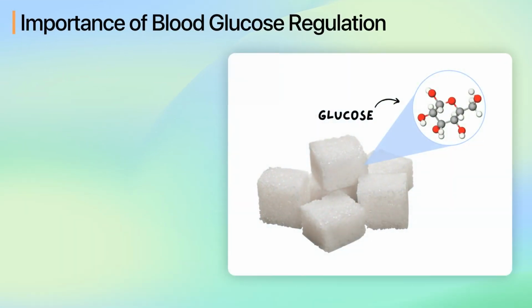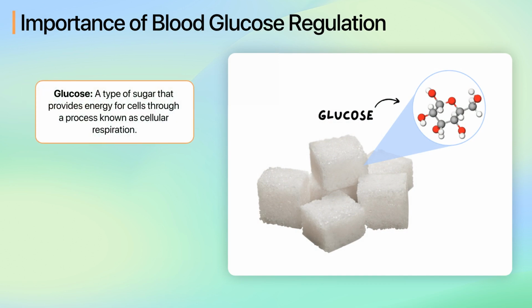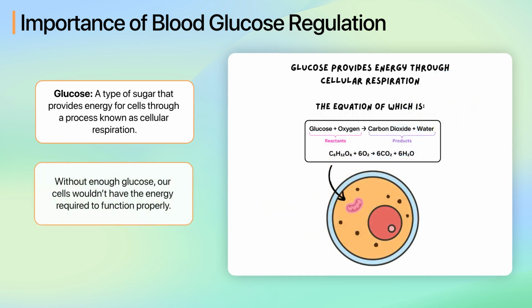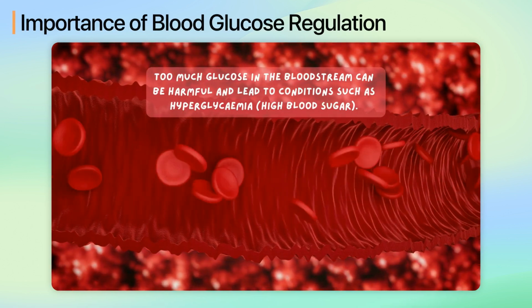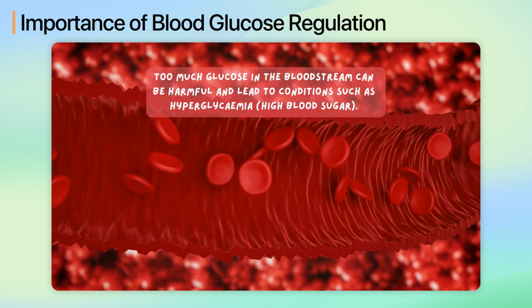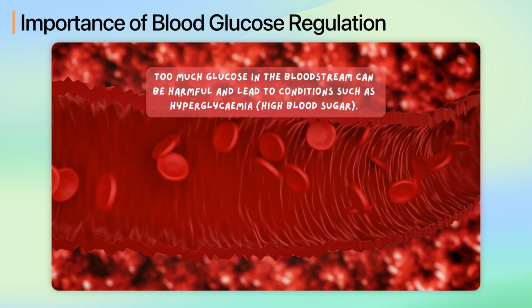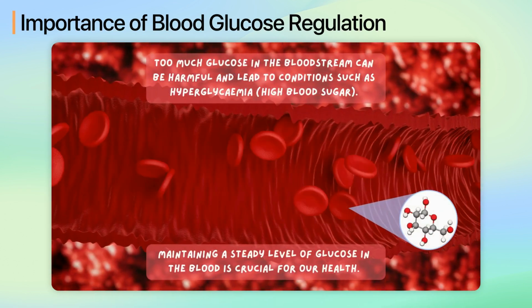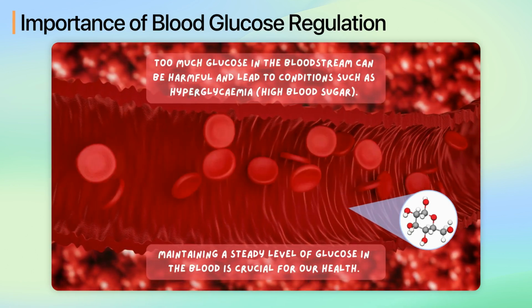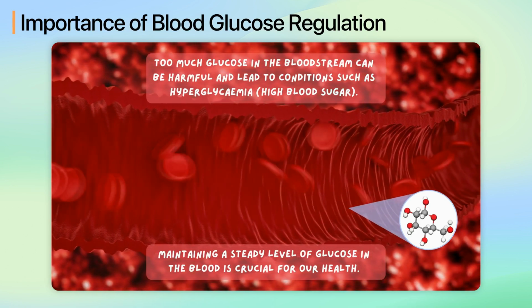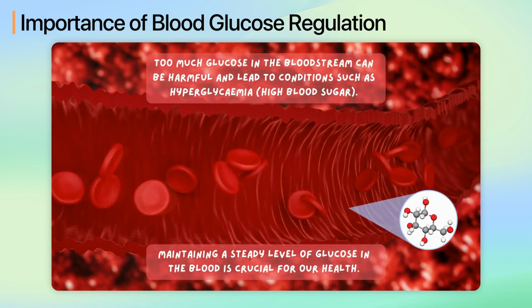First, let's recall why glucose is important for our bodies. Glucose is a type of sugar that provides energy for cells through a process known as cellular respiration. Without enough glucose, our cells wouldn't have the energy required to function properly. However, having too much glucose in the bloodstream can be harmful and lead to conditions such as hyperglycemia. Therefore, maintaining a steady level of glucose in the blood is crucial for our health. This balance of glucose levels is a prime example of homeostasis, a process that keeps our internal environment stable.